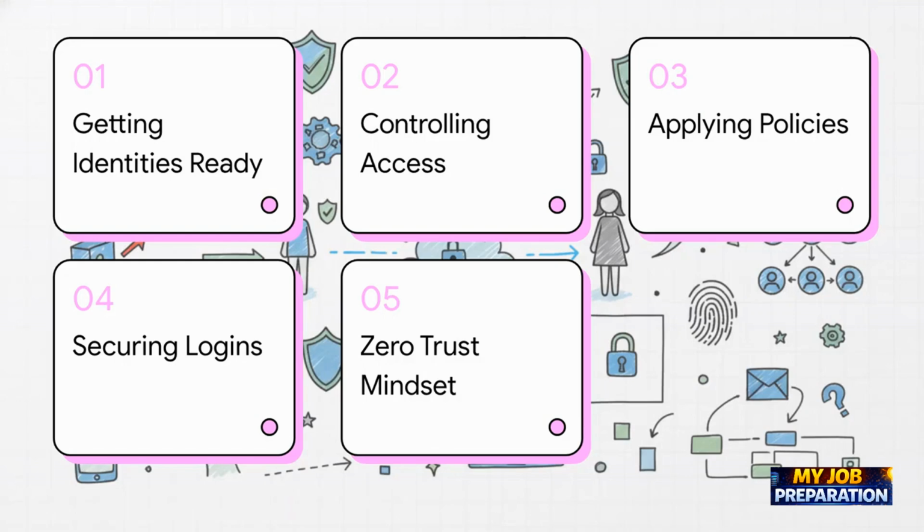And to do that, we've got a simple 5-part playbook. We're going to start at the very beginning with getting your identity set up. Then we'll talk about controlling who can do what, applying policies, locking down every single login, and we'll wrap it all up with the big picture philosophy that guides all of this: zero trust.